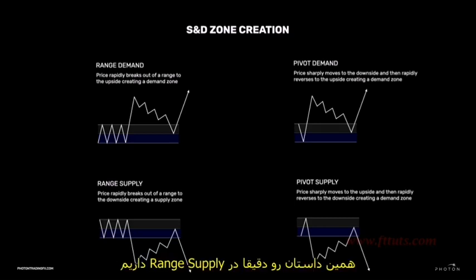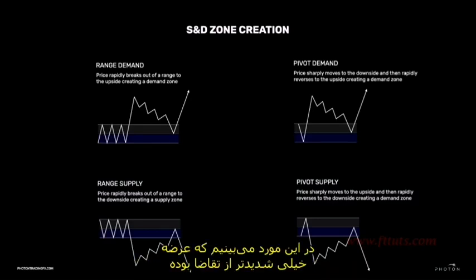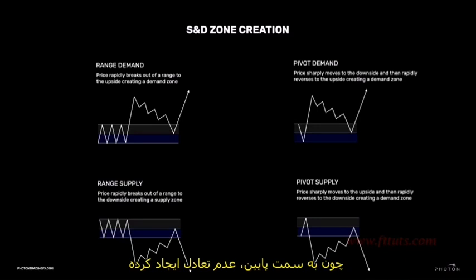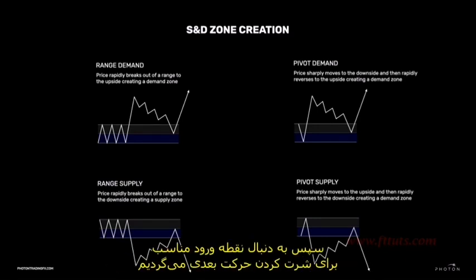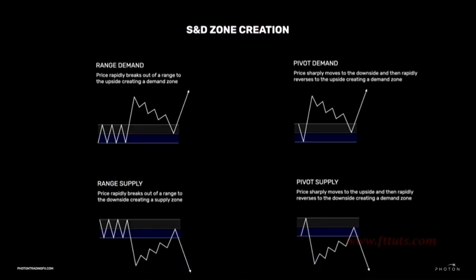So obviously the same thing goes for range created supply. We see price breaks out of a range to the downside, clearly indicating that in this case, supply managed to completely overwhelm demand, right? Because it causes that imbalance to the downside. So we wait for price to return to that range created supply zone, where then we look for potential entries to short the next move from that area where there is a lot of supply interest.